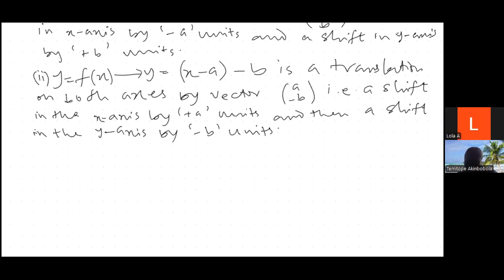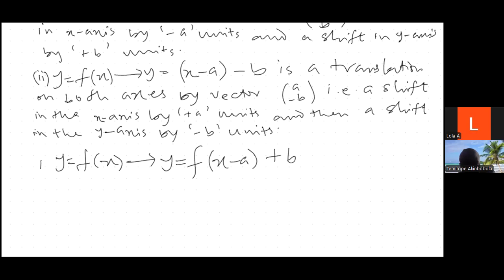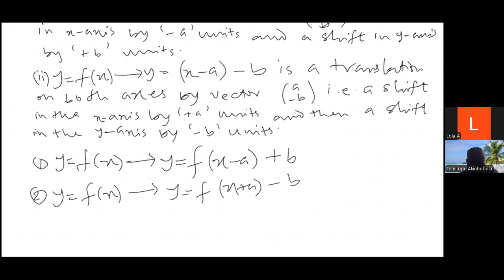So before I give you an example, I want you to tell me the transformation that has taken place in this. y equals f of x transforms to y equals f of x minus a plus b. Tell me what transformation is that? Then y equals f of x transforms to y equals f of x plus a minus b. What type of transformation is that? I'm waiting. Just answer the question orally.